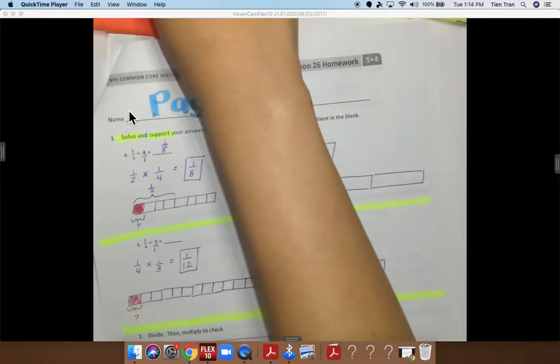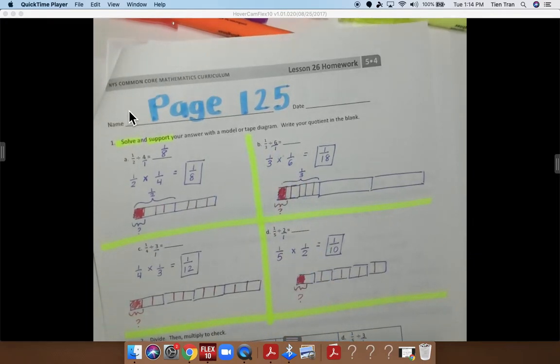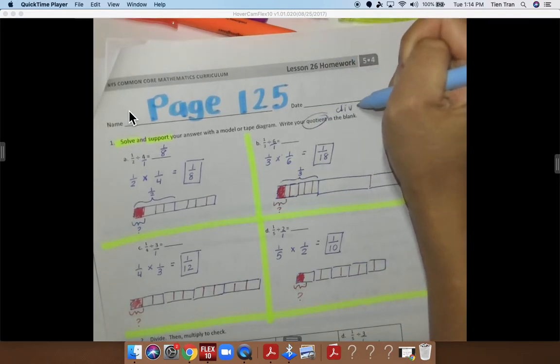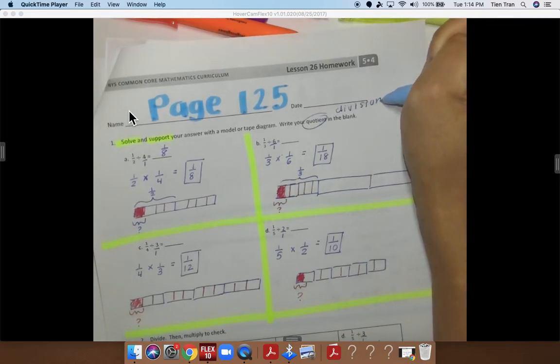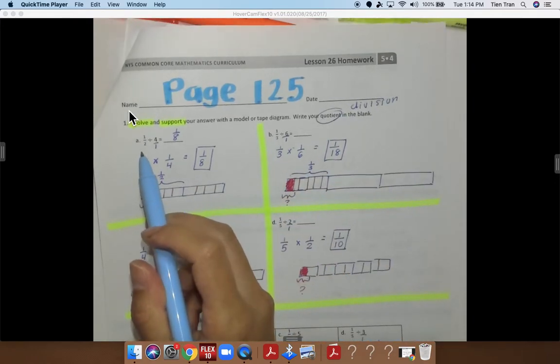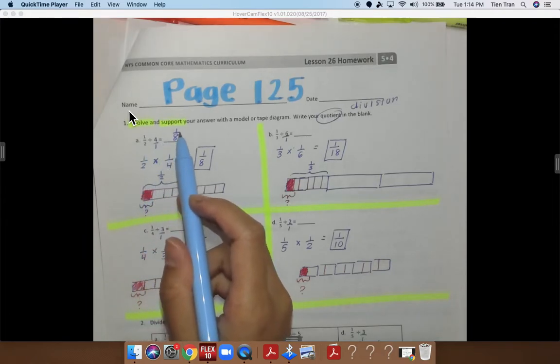We are on page 15 and ask you to solve and support your answer with a model or tape diagram. Write your quotient in the blank. Quotient means the answer to a division problem. So, division. The first question here tells you to divide. We have 1/2 divided by 4, which is equal to 1/8.